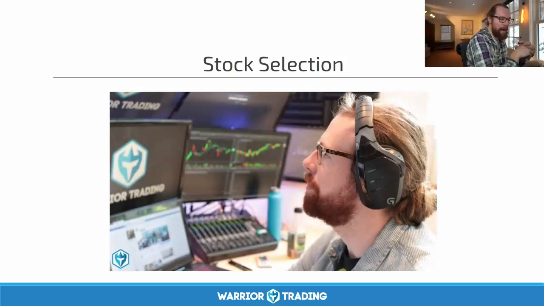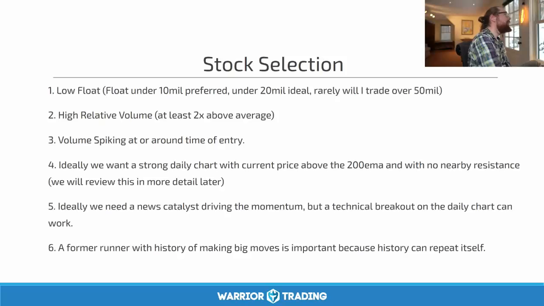That while the market perhaps is sideways, that these stocks are making big moves to the upside. And of course, what we will continue to talk about is the importance of high relative volume and the catalyst which brings in that volume. So from a stock selection standpoint, we're going to be talking about float, relative volume, volume spiking at or around the time of entry, ideally a strong daily chart with a price above the 200 EMA and no nearby resistance. So we want to see those gaps and windows on the daily chart. Ideally, some type of news catalyst driving the momentum, but a technical breakout can work.